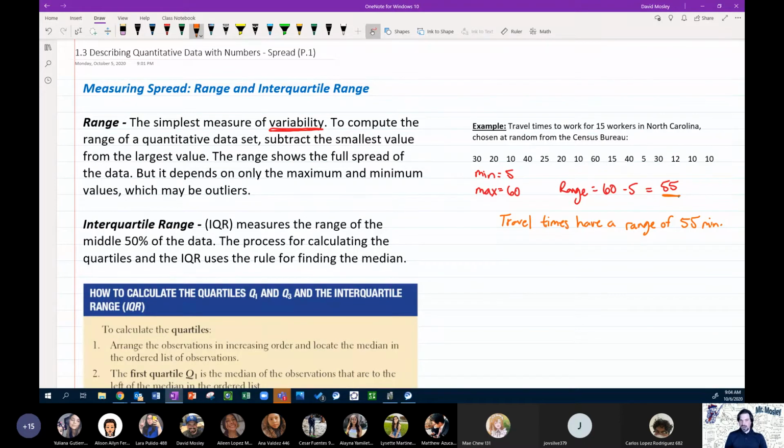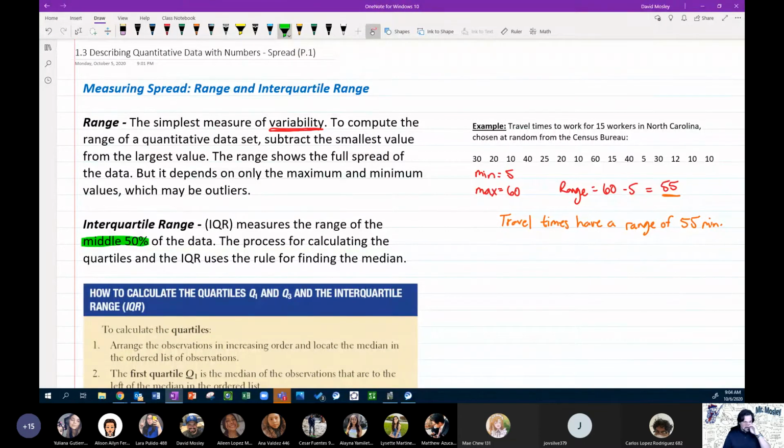Next, we have our IQR. The IQR measures the range of the middle 50% of data. That's an important thing. We're looking at the middle 50% of the data. This is the IQR. The process for calculating the quartiles and the IQR uses the rule for finding the median.